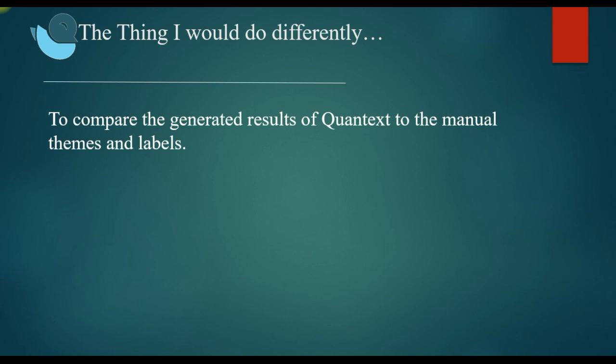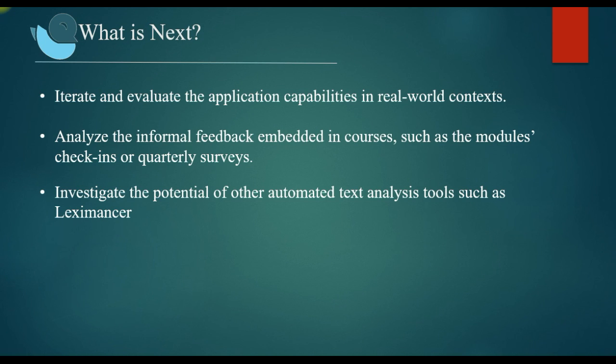The one thing that I would do differently was to compare the generated results of Quantix to the manual themes and labels. This would have enabled a better evaluation of the tool capabilities. So the next step can be to iterate and evaluate the application capabilities in the real-world context. A good initial step is to use the tool to analyze the informal feedback embedded in the courses. I would like also to investigate the potential of other automated text analysis tools such as Leximancer.